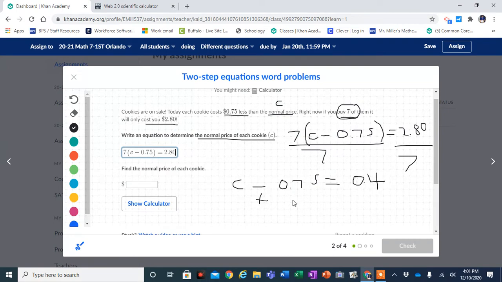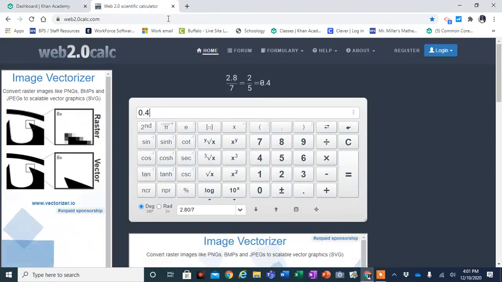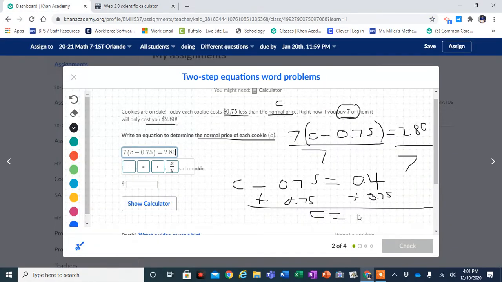And then we would have to add 0.75 and add 0.75. So that would mean that C is equal to 0.4 plus 0.75, which is $1.15.